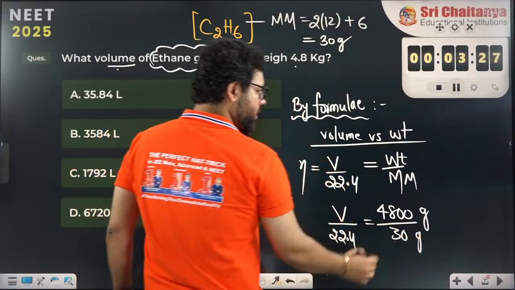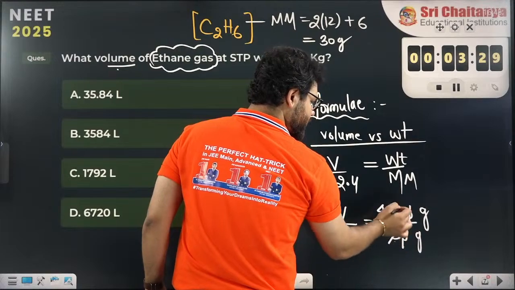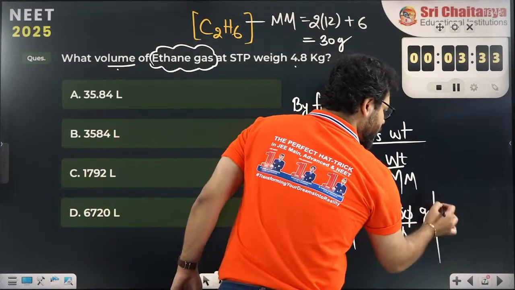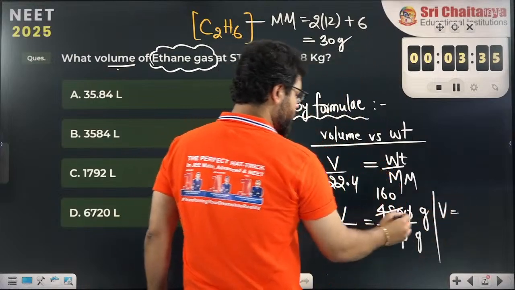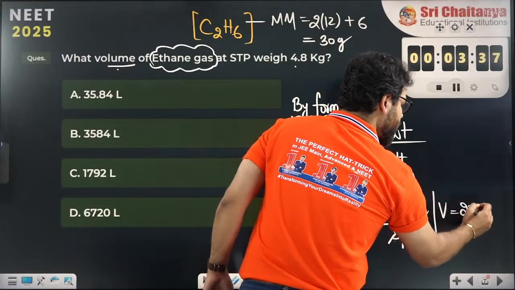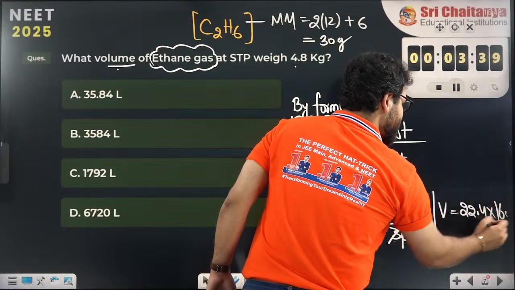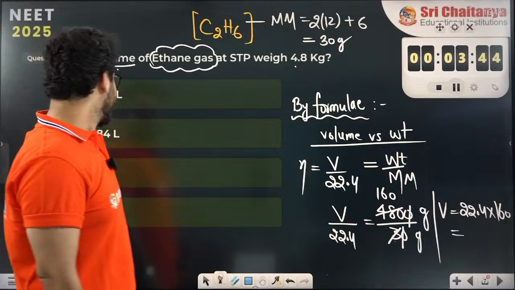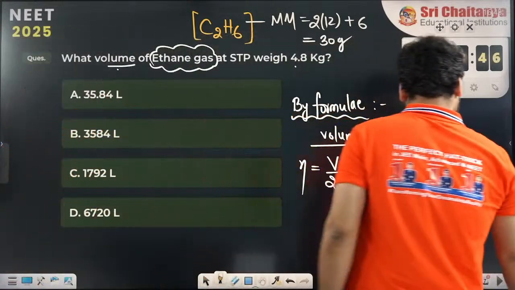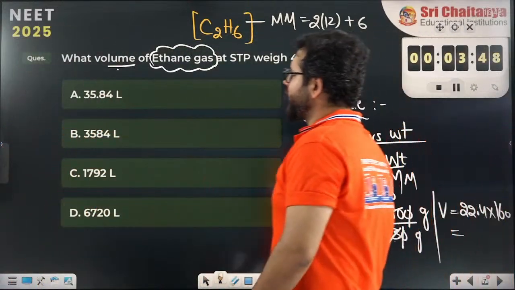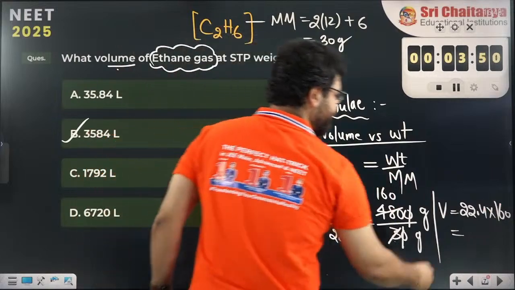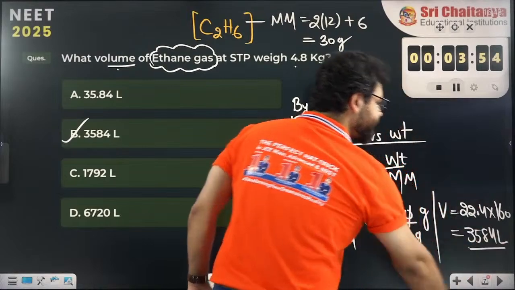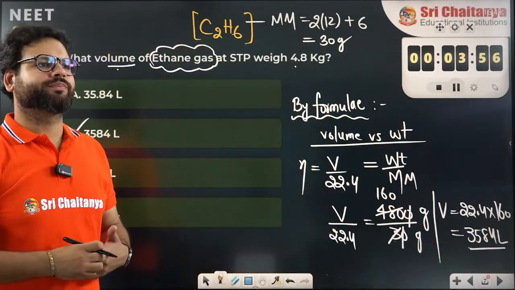This 0 cancels out. This goes exactly 160 times. So volume comes out to be 22.4 times 160. Yes, 3584 liter. B is the answer.